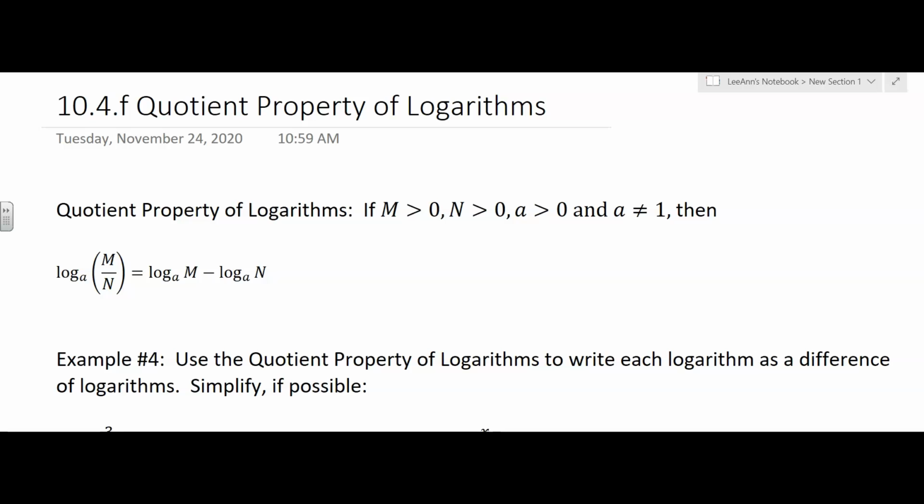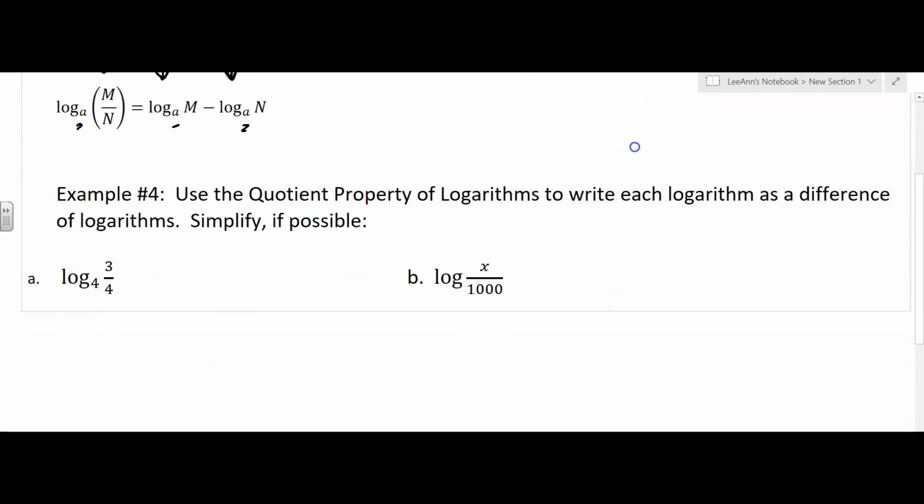So we're on our sixth property. The product property was number 5. If you're keeping track, because I said there were 8 of them, same conditions: M is greater than 0, N is greater than 0, A is greater than 0, and A cannot equal 1. Then, if you're dividing in the argument, you can split them up into separate logarithms, and you're subtracting them on the left or on the right. So again, remember all of them have the same base. Base A, base A, base A.